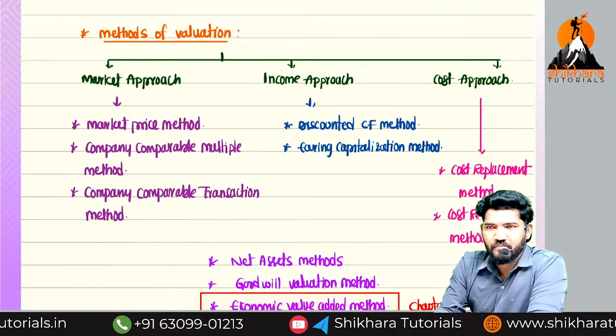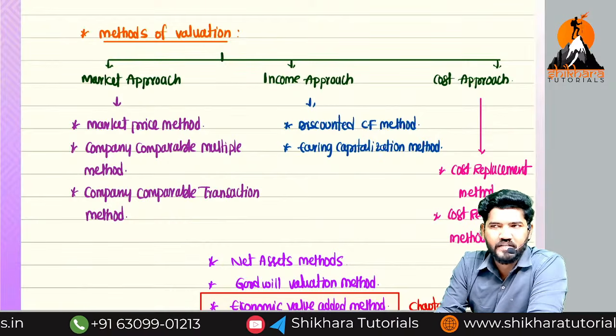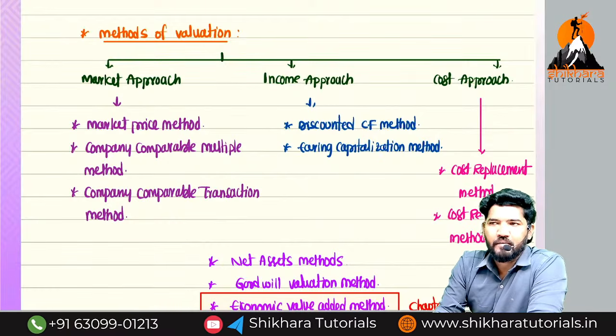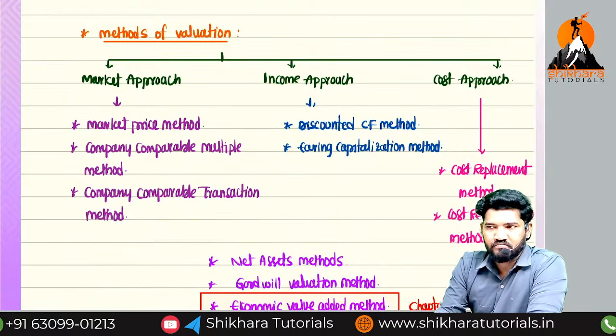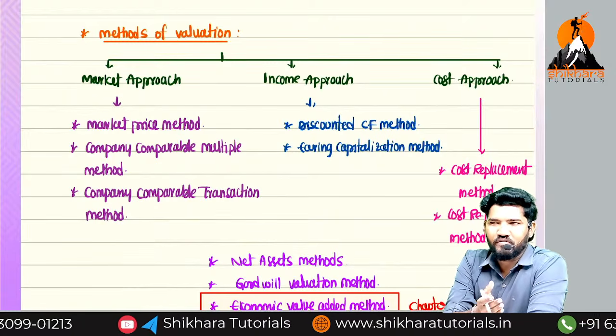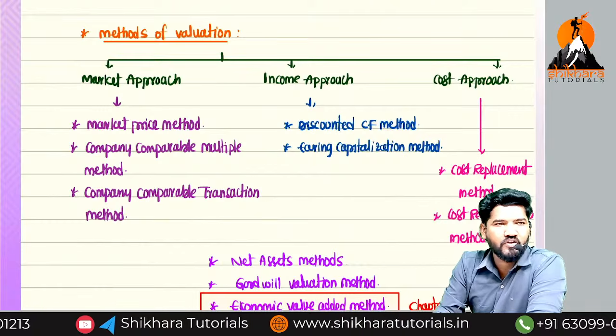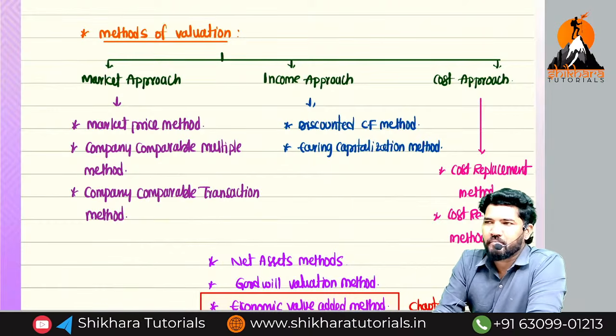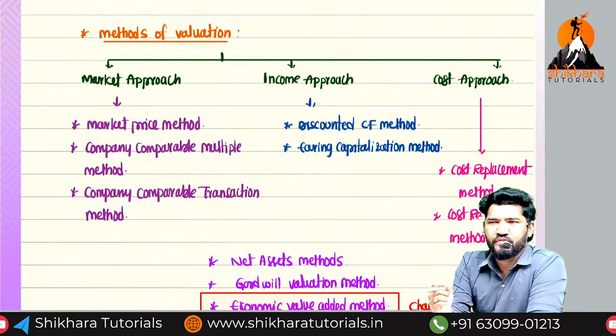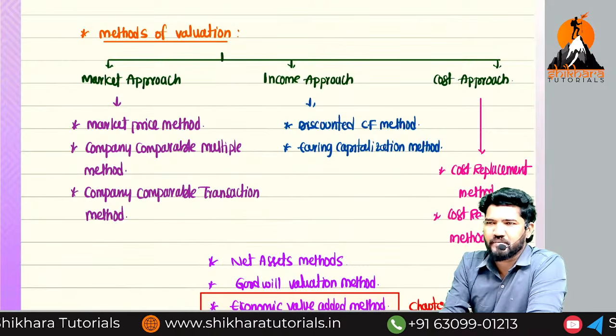Based on market approach, we have three methods: market price method, company comparable multiples. I did not use the word market, don't worry, that is called company comparable multiples, so not a problem. Next, company comparable transaction method. I used a few small examples to understand those names also.